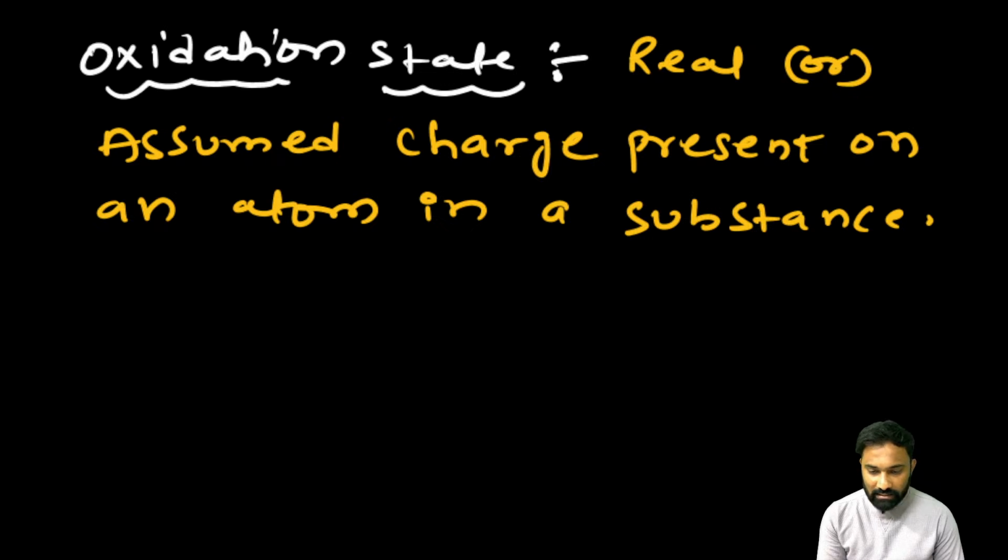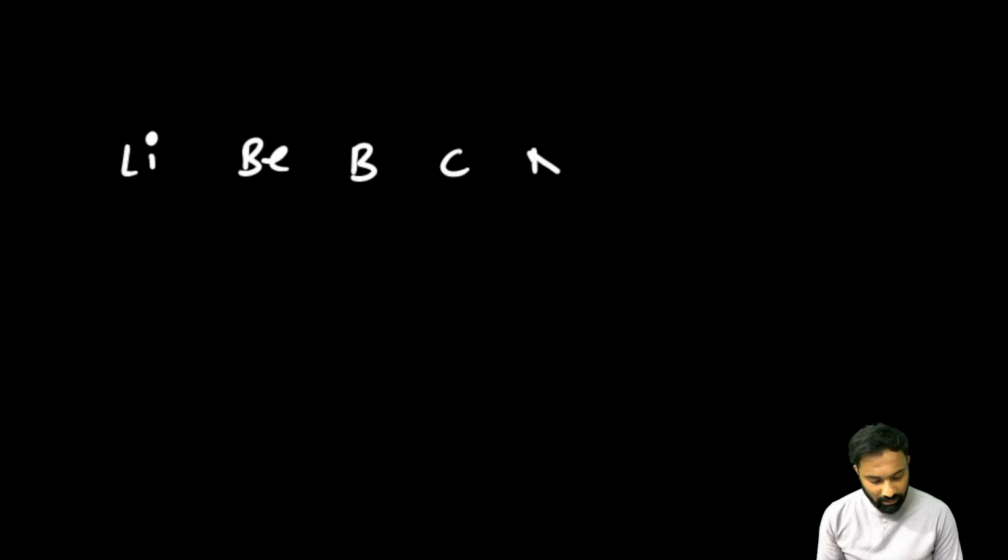Now, rules to calculate the oxidation state. How to calculate the oxidation states of a given atom or element, right? First, I will explain directly from the periodic table so that it will be easy for you. I will explain starting from the second period elements. For the second period, this is lithium, now this is beryllium, here it is boron, here carbon, nitrogen, oxygen, and here it is fluorine.